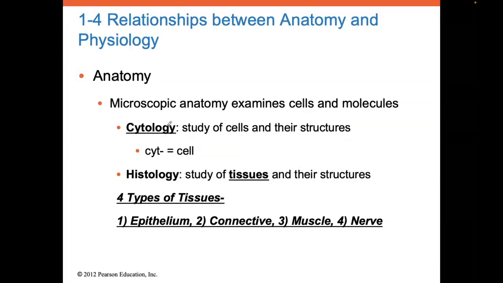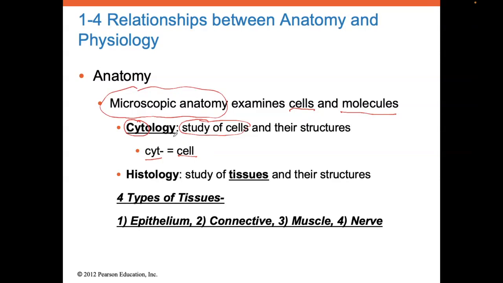Now, when we look at anatomy, there's microscopic and macroscopic anatomy. Microscopic needs a microscope, but macroscopic doesn't. So when we're talking about microscopic anatomy, this is when we're looking at things that you cannot see with the naked eye. You need a microscope, like looking at the cells or the molecules that make something up. When we study the cell, we refer to that as cytology. Anytime we see the word cyte or CYT, it refers to the cell.